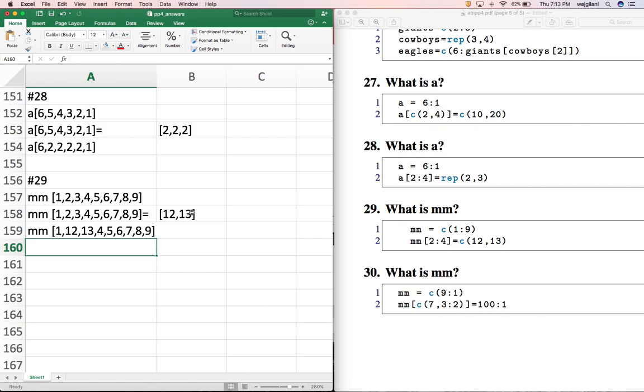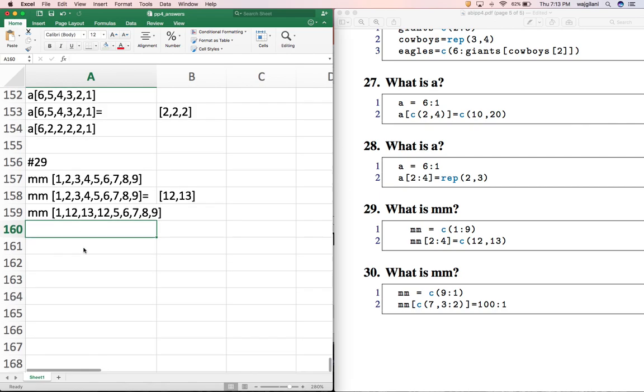But I have no more values here. So what ends up happening? In Python you get an error, but R, what does R do? R just starts repeating the values. So now we go back to 12. So my fourth value now becomes 12. And that's what mm becomes.